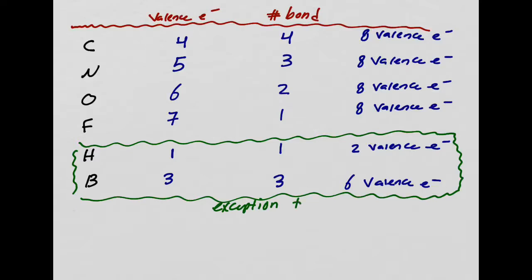Everyone wants to follow the octet rule. Everyone wants to have 8 valence electrons, but boron is okay with 6. Hydrogen is okay with 2. So far, so good. Okay. There is one more exception to the octet rule that I want to go over right now to get it out of the way. There's only one more.